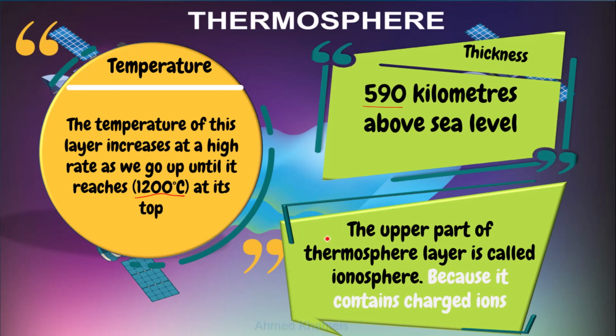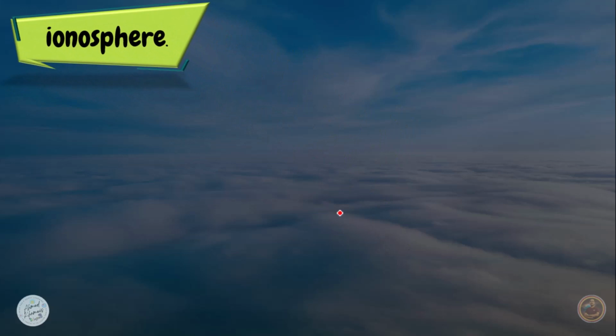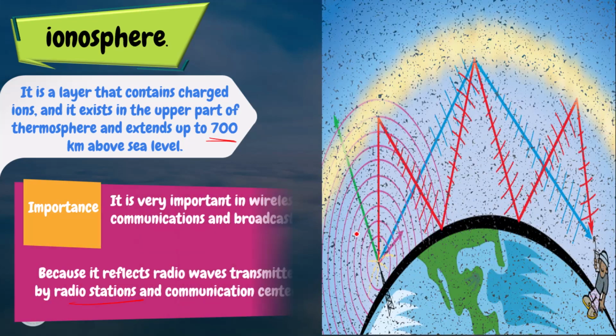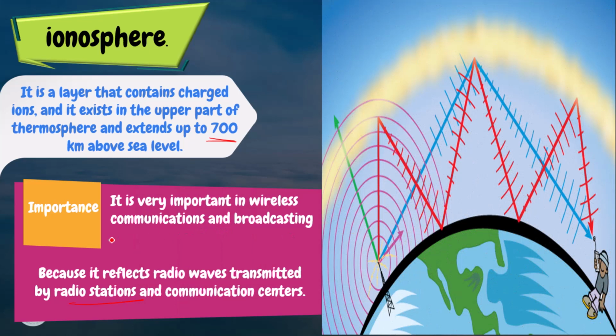And the upper part of the thermosphere layer is called the ionosphere. Why is it called ionosphere? Because it contains charged ions. So the ionosphere is the layer that contains charged ions, and it exists in the upper part of the thermosphere up to 700 kilometers above sea level. So why is it important? Because it helps in communication and broadcasting, because the ionosphere layer acts as a mirror, reflecting the radio waves transmitted by radio stations and communication centers.